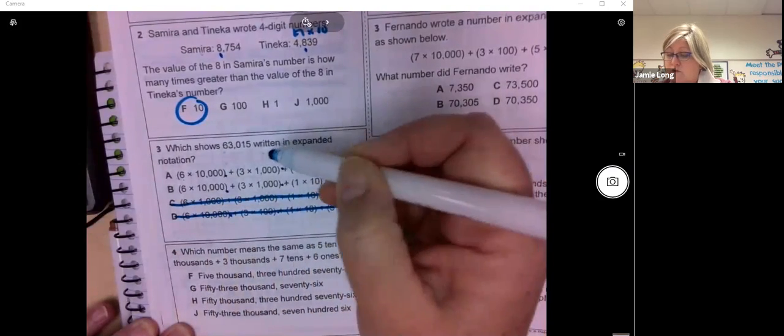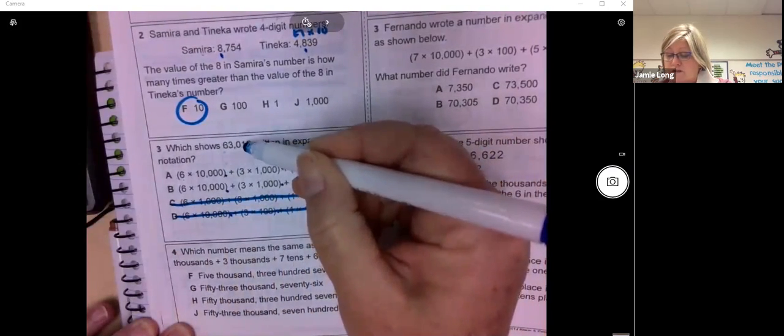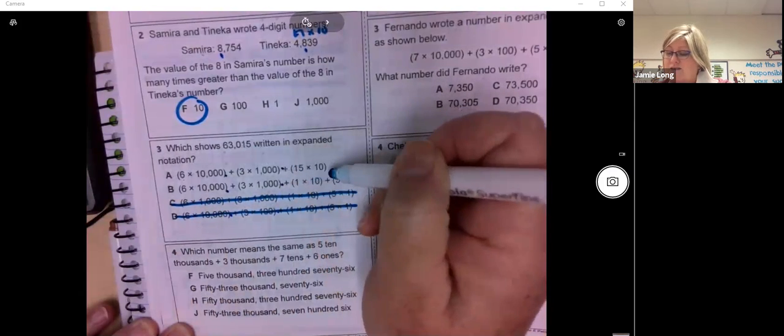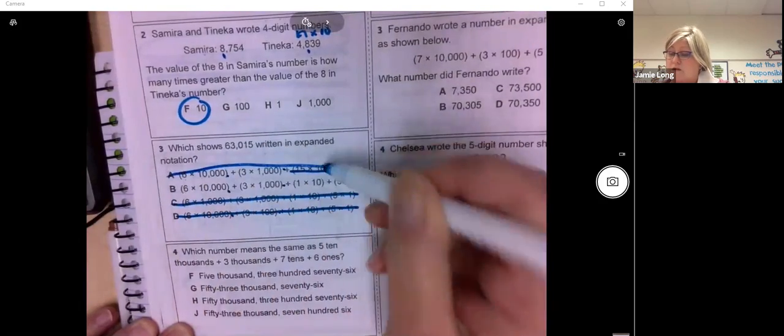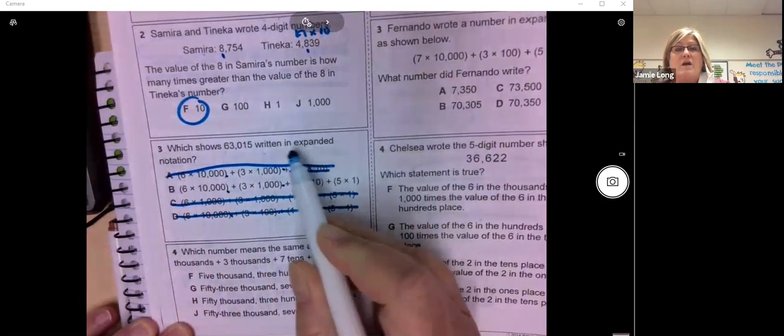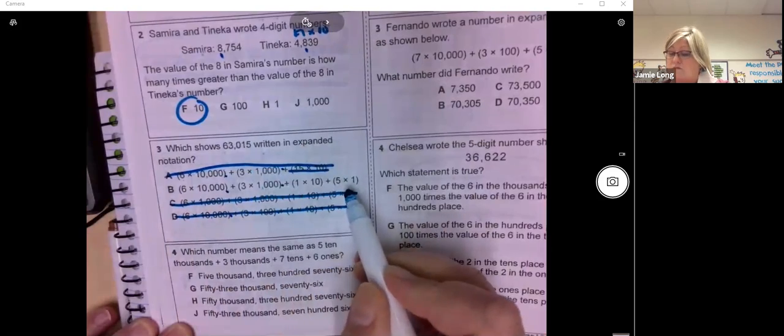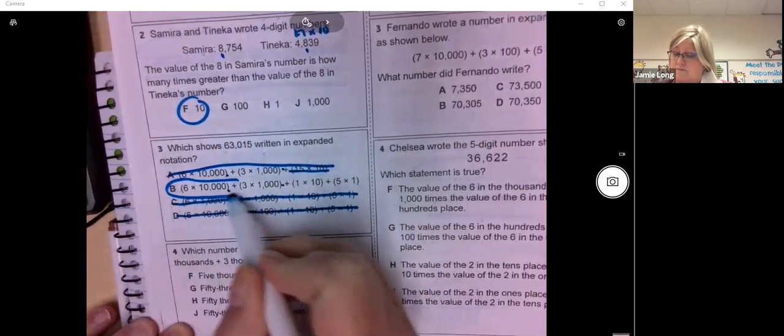Then I'm looking for 1 in the tens place. So 1 group of 10, not 15 groups of 10. That's silly. So it can't be that one. But this has 1 group of 10s and 5 groups of 1. So that is the correct answer.